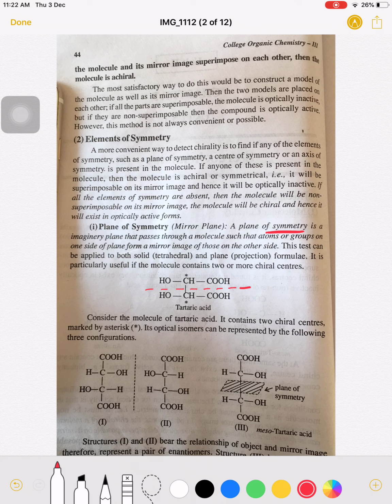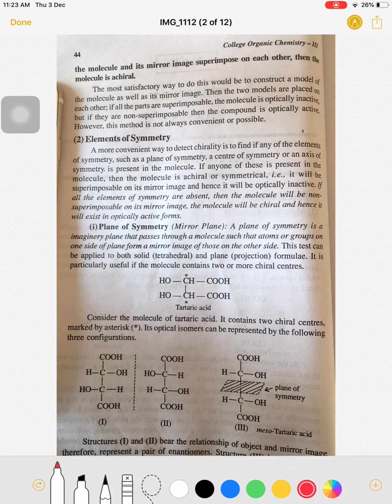Why this? When will it be used? For molecules which contain two or more chiral centers or asymmetric centers, we use this plane of symmetry to know whether the molecule is optically active or not. So now see these examples.